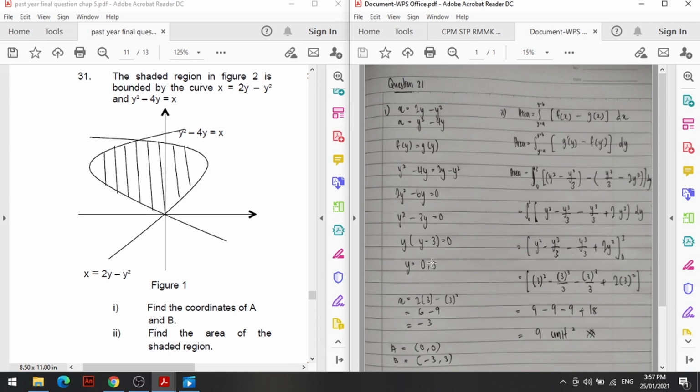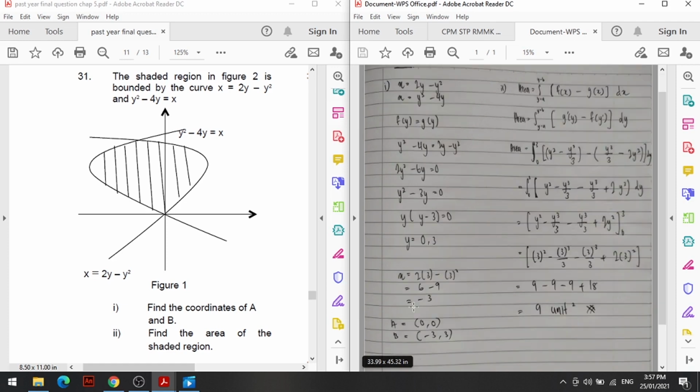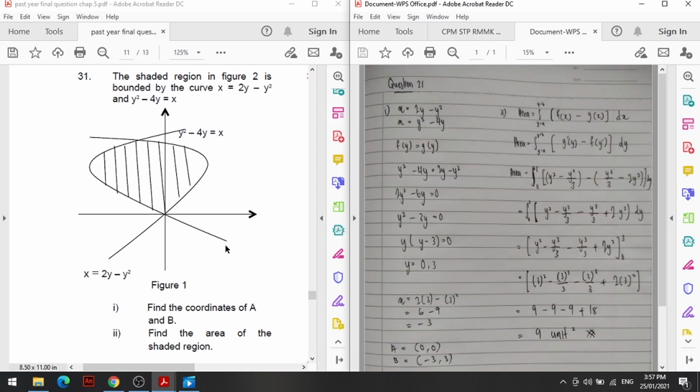Based on the answers we get for y and x, the coordinates are A equals (0, 0) and B equals (negative 3, 3). The next question: find the area of the shaded region.